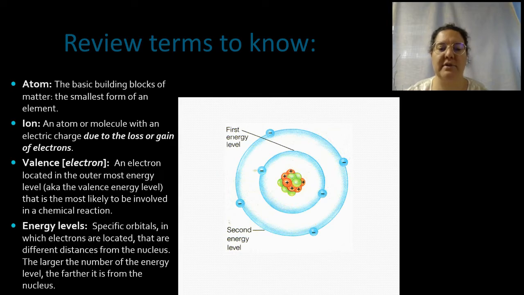Then energy levels are specific orbitals in which electrons are located that are different distances from the nucleus. The larger the number of energy levels, the farther it is from the nucleus.